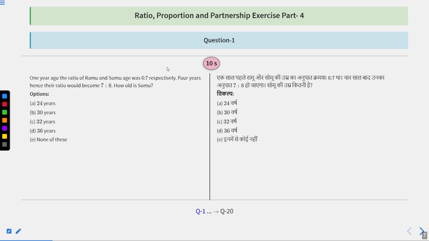First question is, 1 year ago the ratio of Ramu and Somu's age was 6:7 respectively. 4 years hence their ratio would become 7:8. How old is Somu? You have 5 options and 10 seconds to analyze the question. Your time starts now.